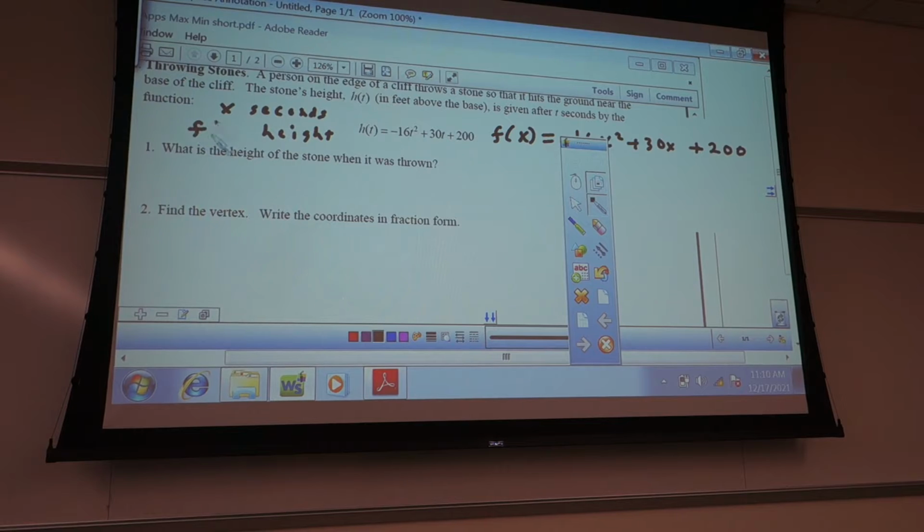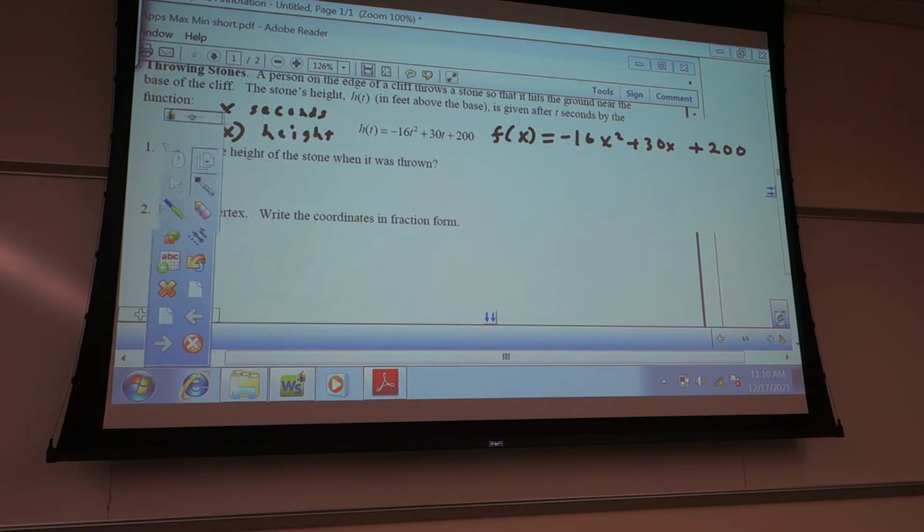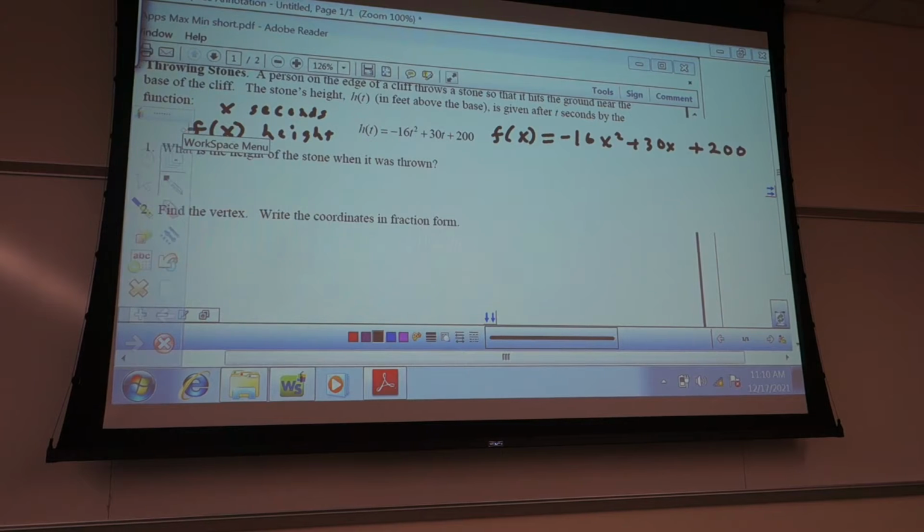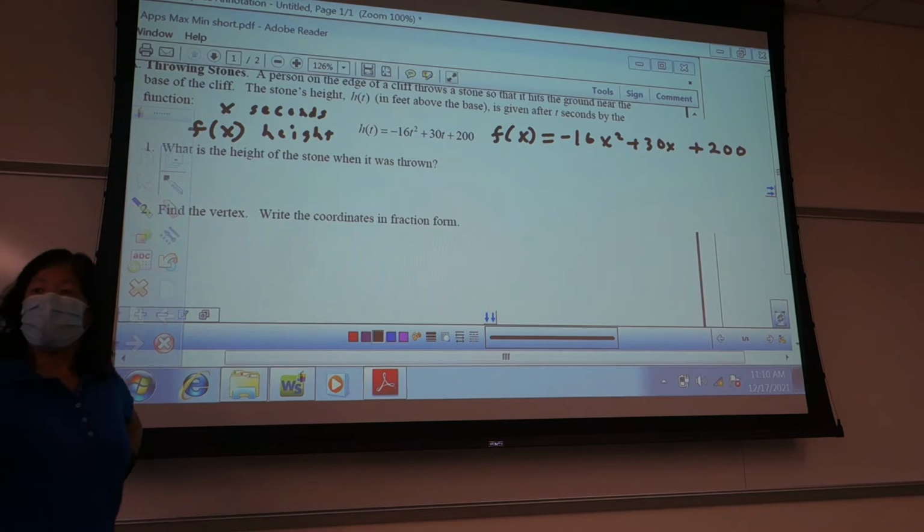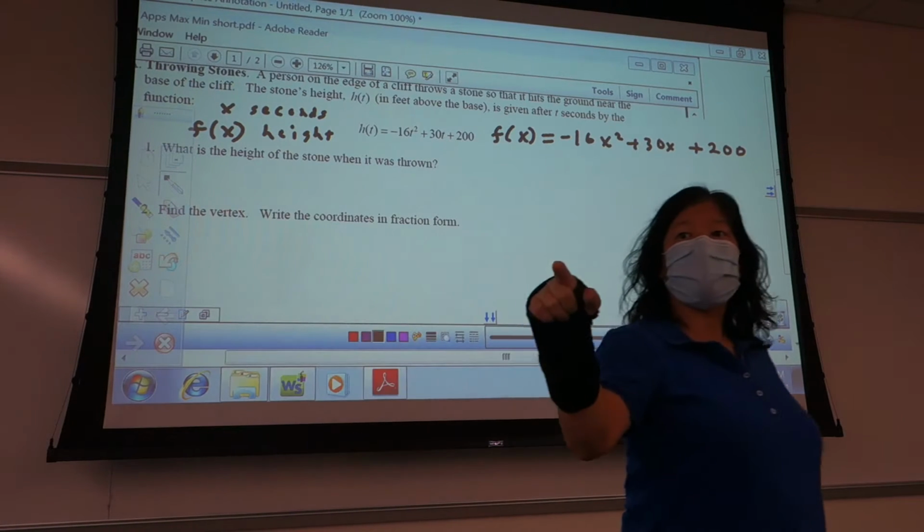F of x. Height above the base is given after t seconds. What is the height? So the what is always, I thought the what was x. The what's the y? No, that's only for proportions. Yeah, it's not the same thing at all. It's confusing when you only have an x.